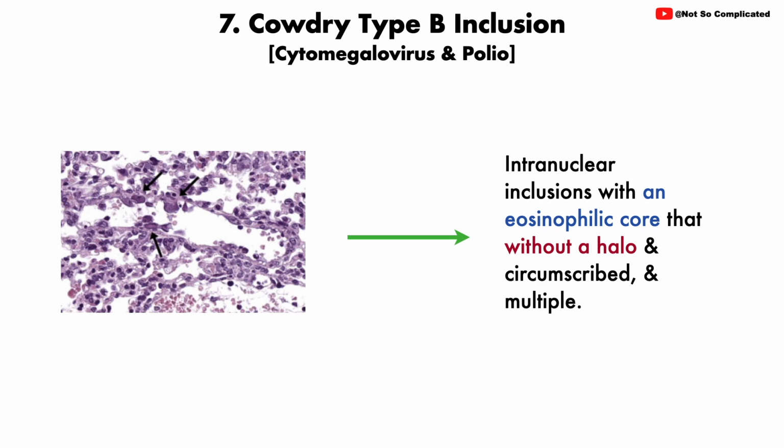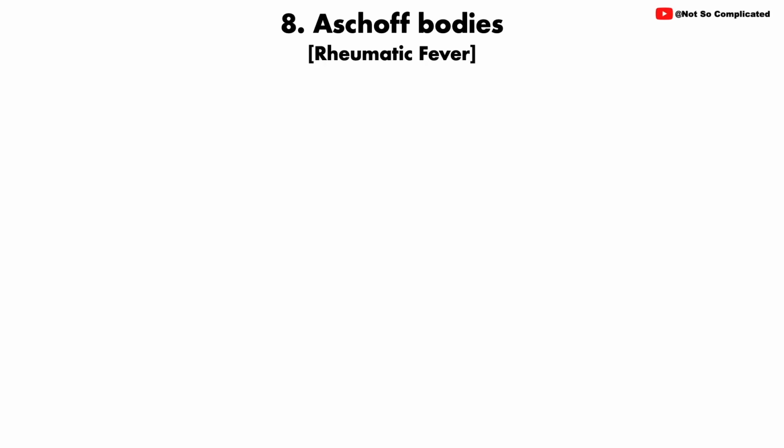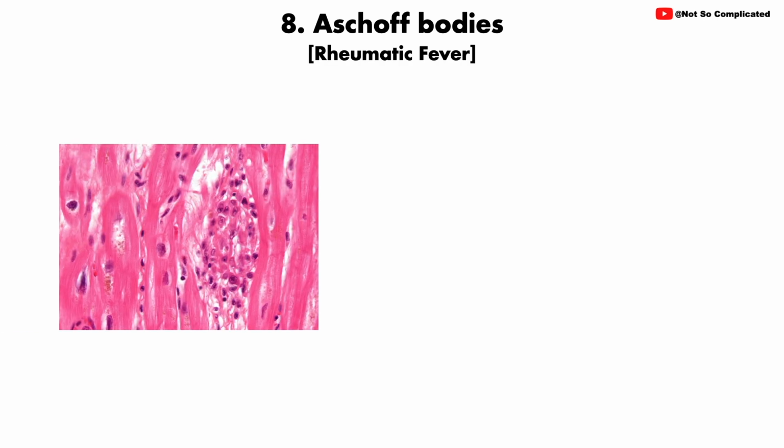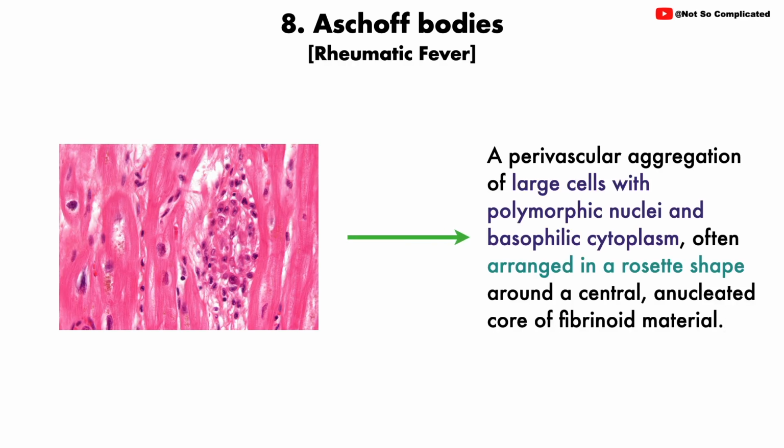All right, so we will be talking about Aschoff bodies next, and they are commonly present in rheumatic fever, and this is how they look. This is a perivascular aggregation of large cells with polymorphic nuclei and basophilic cytoplasm, often arranged in a rosette shape around a central enucleated core of fibrinoid material. This is how you will write it in the exams if it is asked in rheumatic fever.